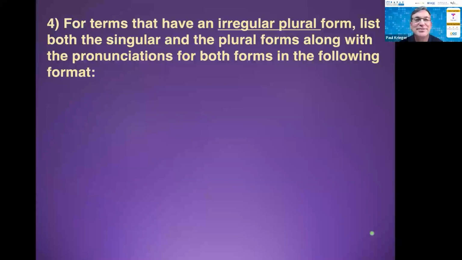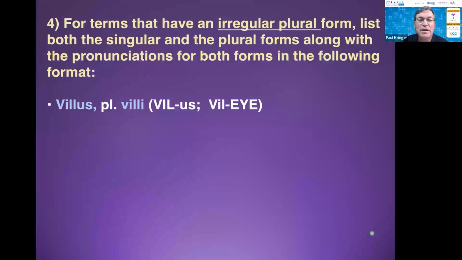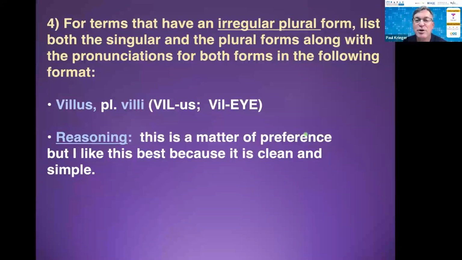Okay, thanks. So point 4 is for terms that have an irregular plural form, list both the singular and the plural forms, along with the pronunciations for both forms in the following format. Right. So here we go. This term is villus, the singular, plural, PL, villi. And then I use villus, semicolon, villi, pronunciation. So we have them together. The reasoning for this is really just a matter of preference. But after looking at all the different options, I liked it better because it was clean and simple.